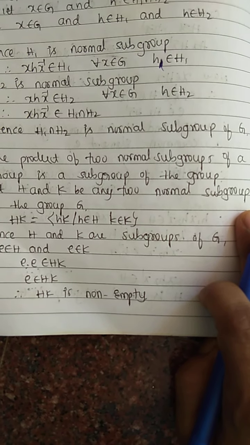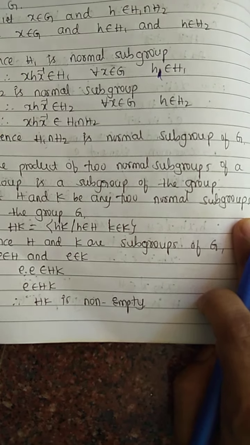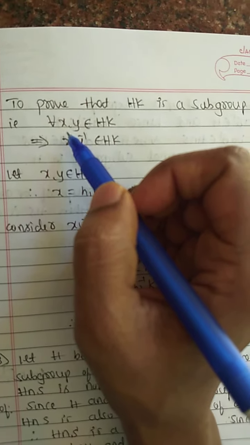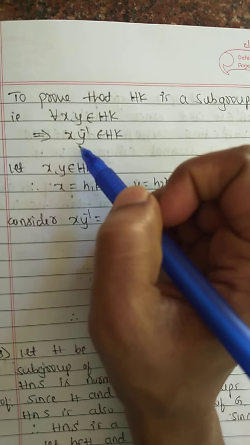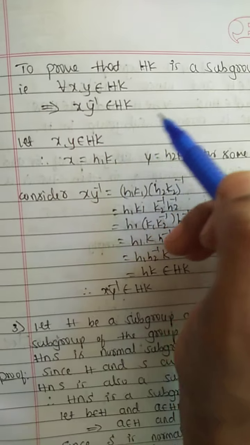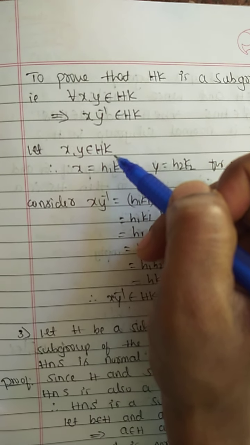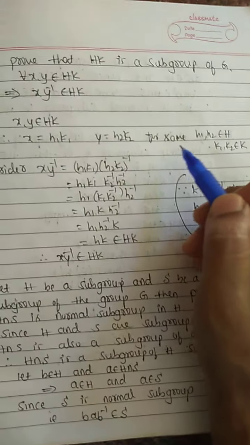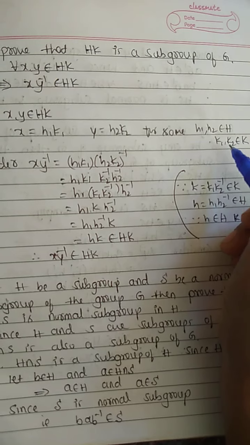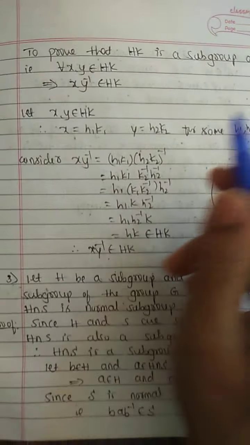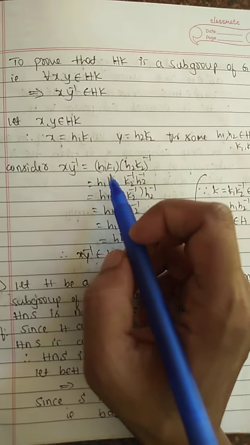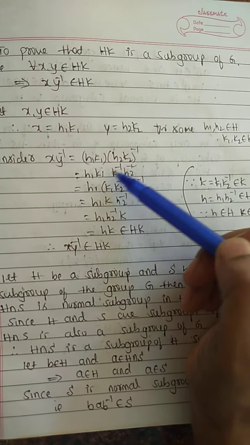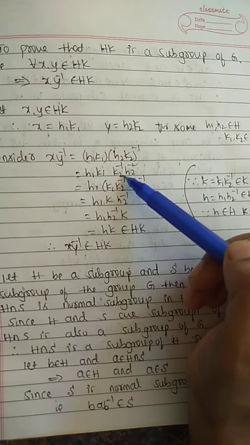x y inverse is an element of HK. To prove that HK is a subgroup of G, that is for every x, y belongs to HK, x y inverse belongs to HK. So let x and y be elements of HK. x equals h1 k1, y equals h2 k2, for some h1, h2 belongs to H, k1, k2 belongs to K. Consider x y inverse. x is h1 k1, y inverse is h2 k2 inverse inverse, that is h1 k1 k2 inverse h2 inverse.